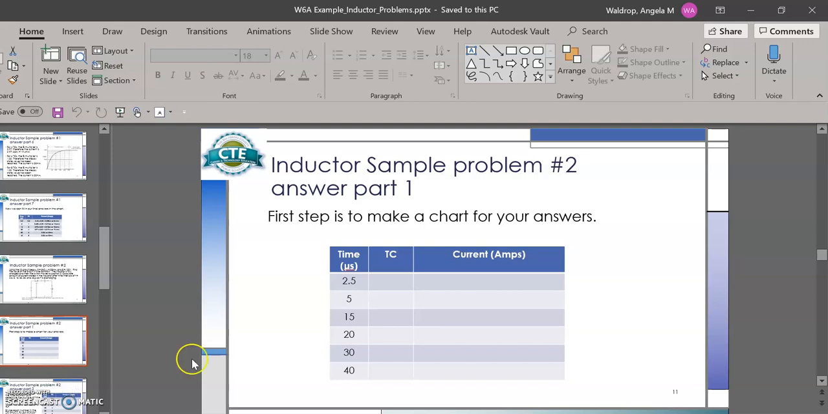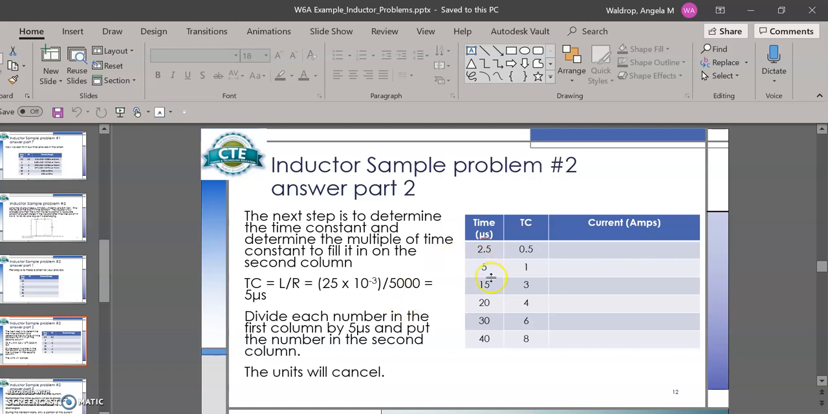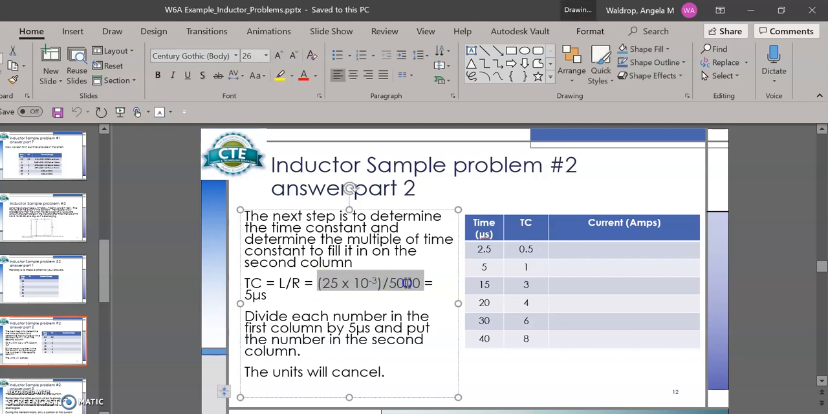So again, first step, set up our chart, and we write the times that we are concerned about in the first column. Our second column will be the multiple of time constant, and the current will be in the last column, okay? Then we do the same rules here for our calculation. Our time constant in this case is the same because we've used the same values in our problem. So I've got 25 millihenries divided by 5,000 kiloohms, and I get 5 microseconds. And you can see I've filled out my multiple of time constant, okay?